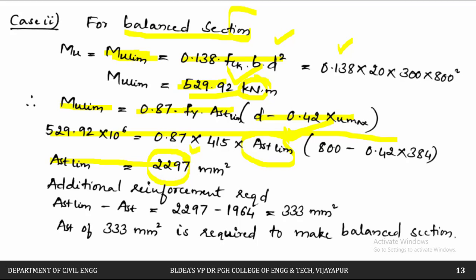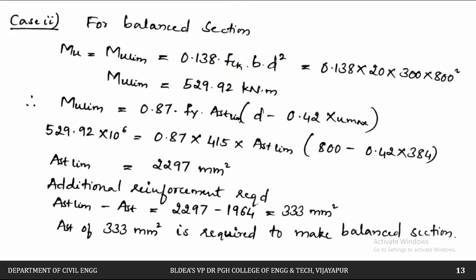But what we have done is that we have already provided a steel of 1964. How much additional has to be provided? 2297 is required for limiting moment, minus 1964. So the additional reinforcement required will be AST,lim minus AST. So 2297 minus 1964, that means 333 mm square of area is required. So this much area of steel is required so as to make this a balanced section.